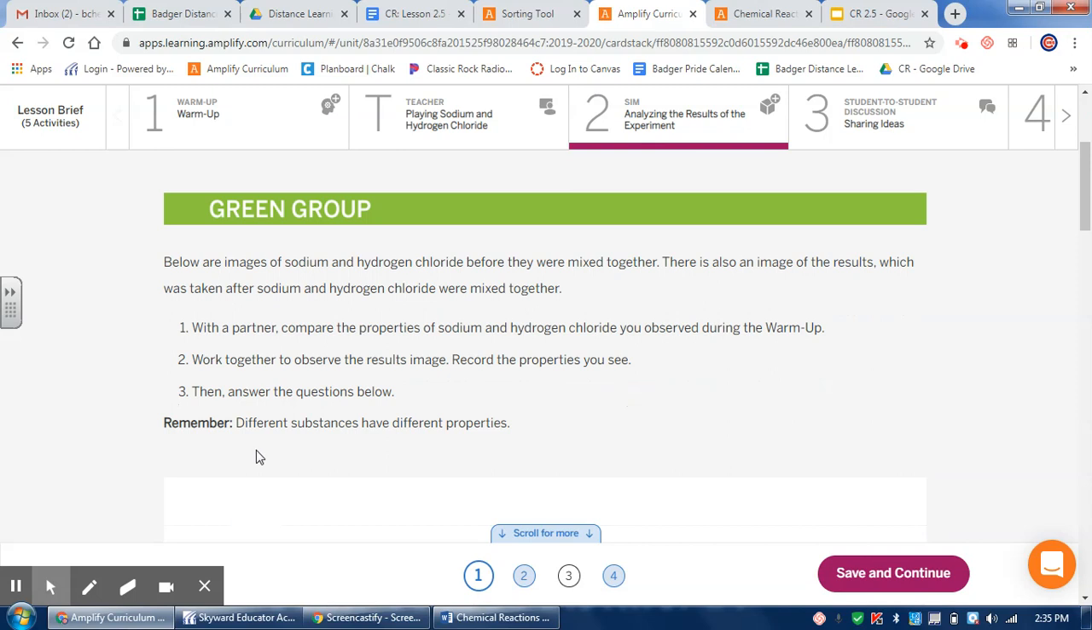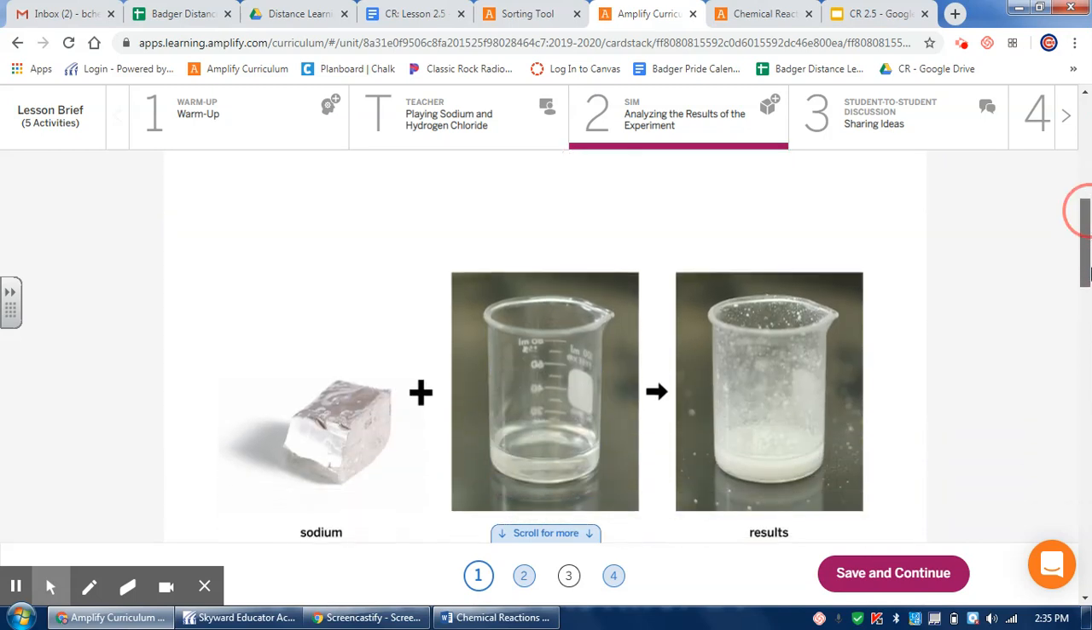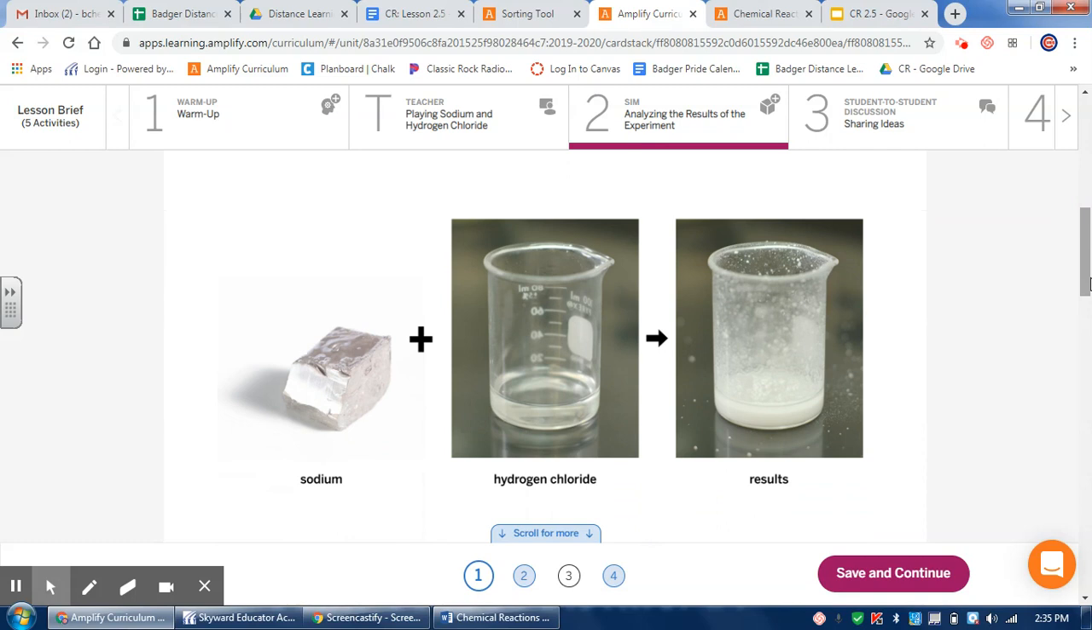Remember that different substances have different properties. That's going to be important on this first page. All right, so here are the reactants. We had sodium, and when I look at sodium, I can see that it's a solid, it's shiny, and it's a silver color. Hydrogen chloride is a liquid, it's transparent, which means you can see through it, and it's colorless. And after these two reactants were combined, this is what happened to the results.